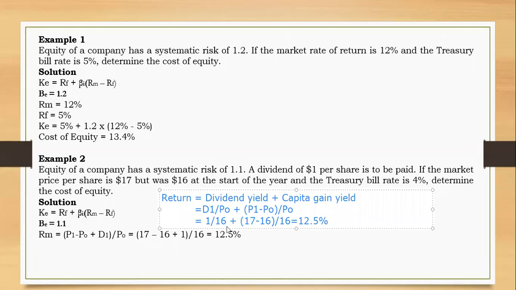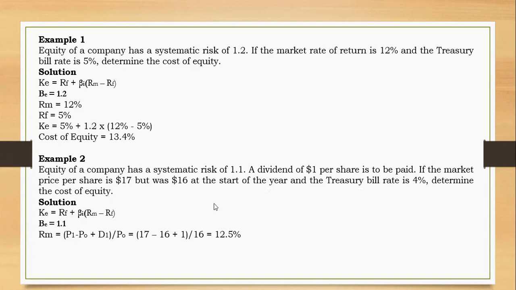Then you proceed with the question: you are given the risk-free rate of return, which is the treasury bill rate of 4%, and then plug it into the formula. You have the RF 4%, you have the beta 1.1, and you have the return on market 12.5% minus 4%, which is the risk-free rate. Doing that would arrive at the cost of equity of 14.35. So that will be all about determining the cost of equity.